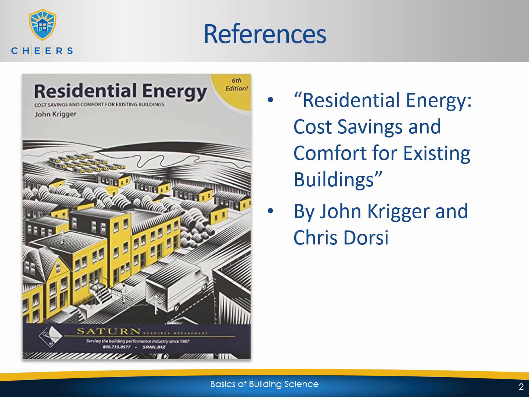A great textbook that's out there is Residential Energy, Cost Savings and Comfort for Existing Buildings by John Krieger and Chris Dorsey. You can find these on Amazon. You can find these on the internet at Barnes & Noble, any kind of bookstore. You'll be able to order these particular books.